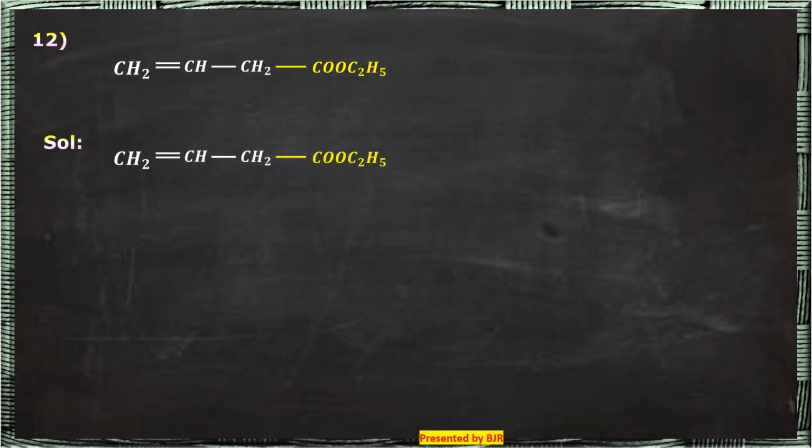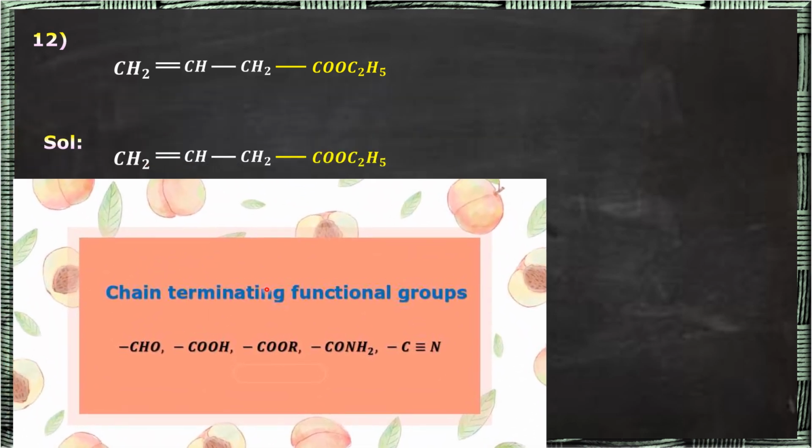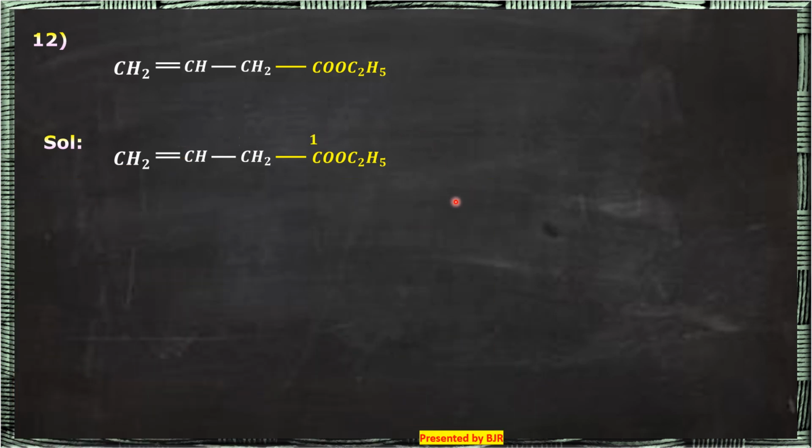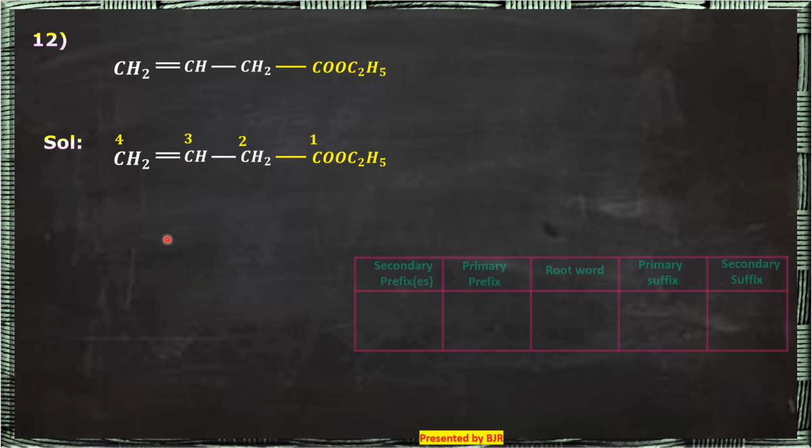Next, problem number 12. Solution. This is an organic compound containing the ester functional group, COOR. So this is one of the chain terminating functional groups. For that reason, we have to include this carbon atom in the selection of the parent chain, and serial number 1 must be assigned to this carbon atom while numbering the chain. So 1, 2, 3, 4.